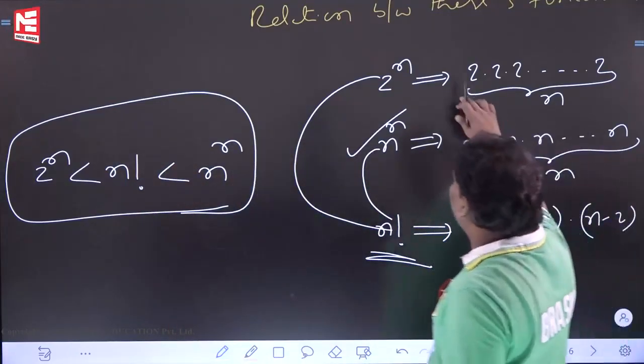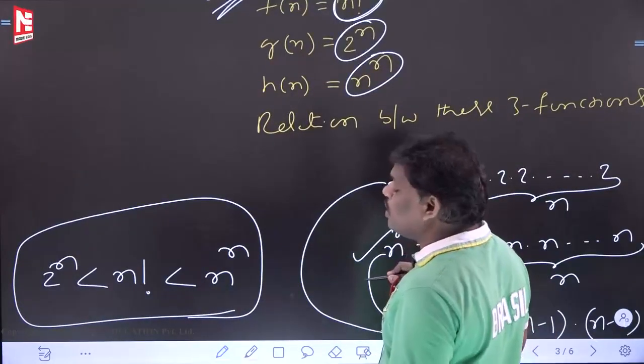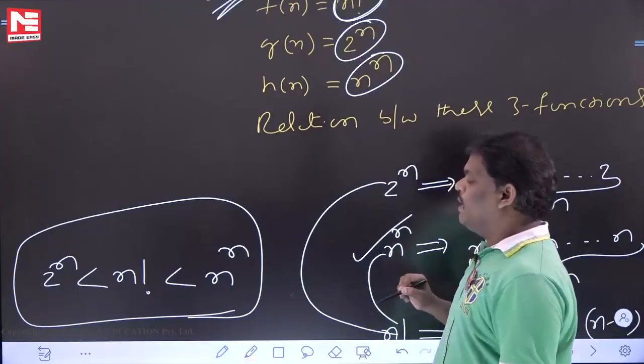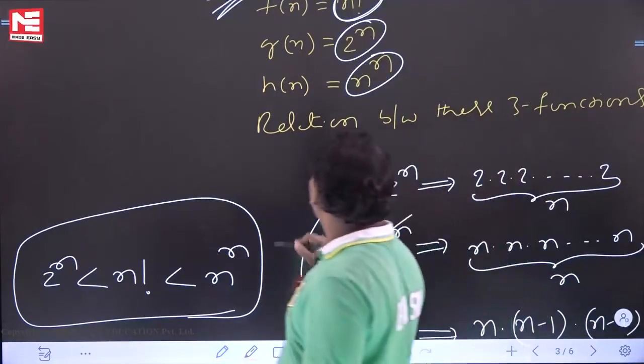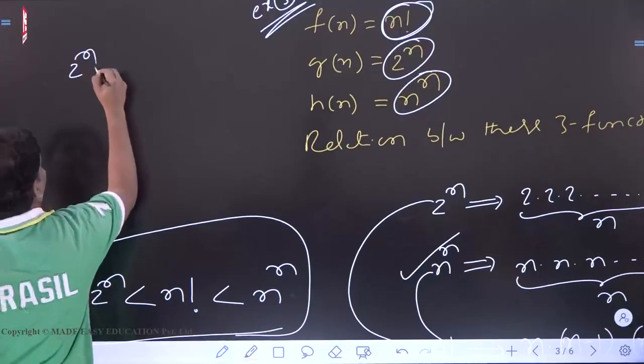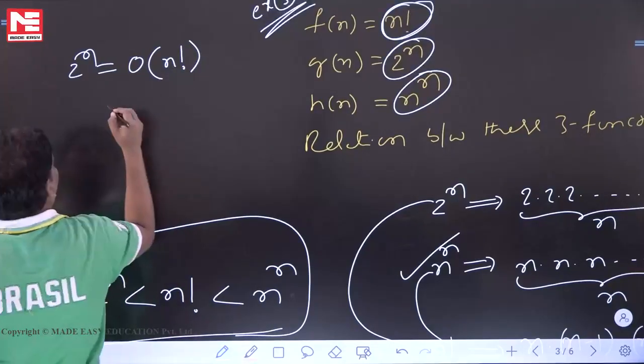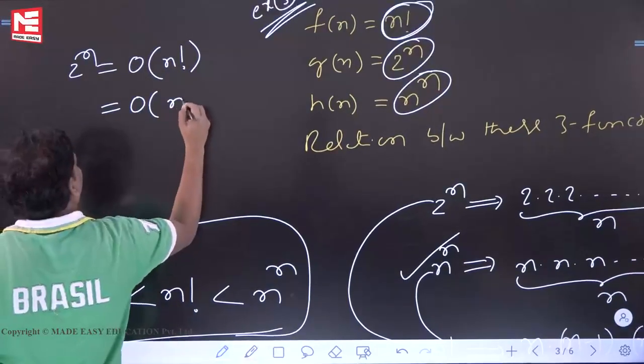So can you tell me what is the relation between all these three things? This is the relation. Which one is smaller among all? 2 power n. Bigger, n power n. N factorial is going to be in the middle. If you want, I will write the asymptotic format also. 2 power n is big O of n factorial. One more, big O of n power n.